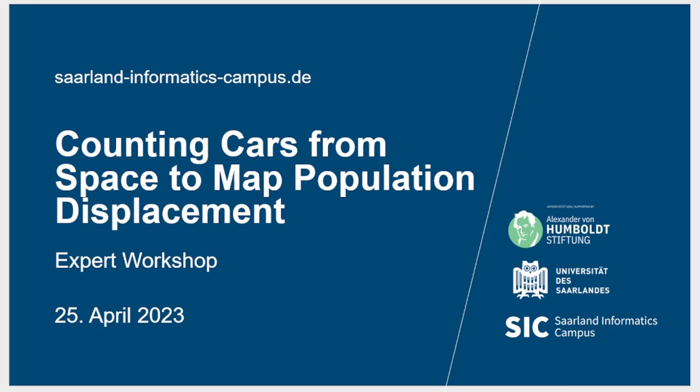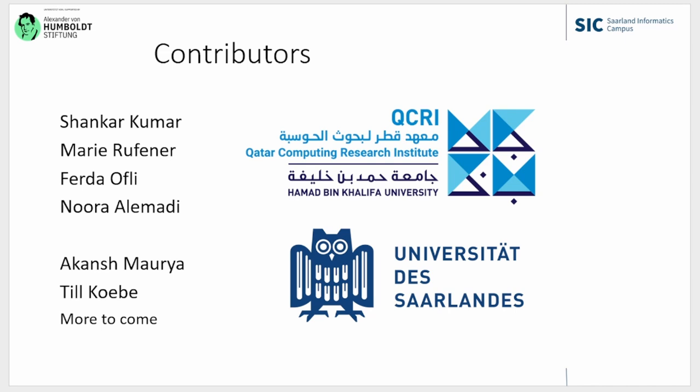Okay, so let's see. I just joined, and this work was done with a number of people, including at my previous institute, the Quantitative Computing Research Institute, in particular Marie Rufner, who's done some analysis you'll see later. And then at my new institute, I'm building up a team there. They will contribute, but they haven't really contributed much yet. The basic question is, what kind of population changes can we see from space?